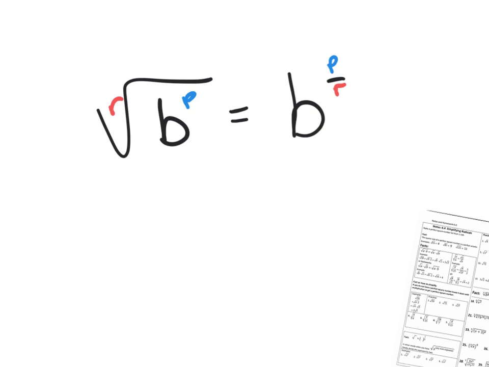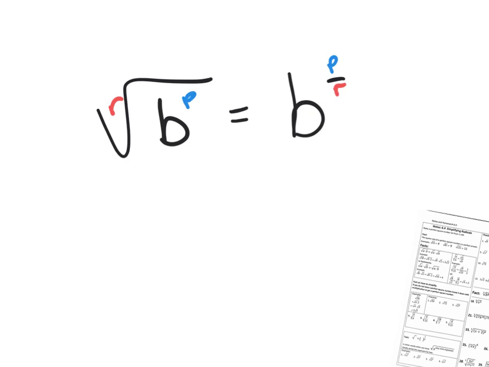So when you have any type of root with any type of term to whatever power, you could write that term with the power as the numerator of the fraction that's your exponent, and the root as the denominator of the fraction that's your exponent. Okay? What do you guys think?